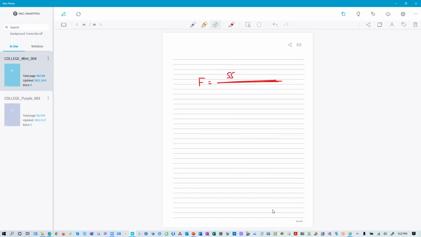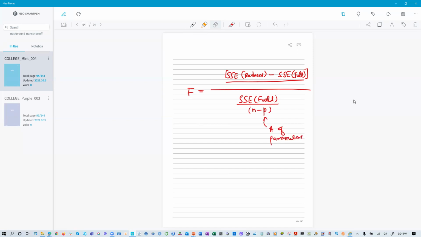The F value is the sum of squared error of the reduced model minus the sum of squared error of the full model. This whole thing should be divided by its degrees of freedom. What is the degrees of freedom for that? That whole thing should be divided by the sum of squared error of the full model divided by its degrees of freedom, which is n minus p. P means the number of parameters in the full model. N is the number of observations, or the sample size.